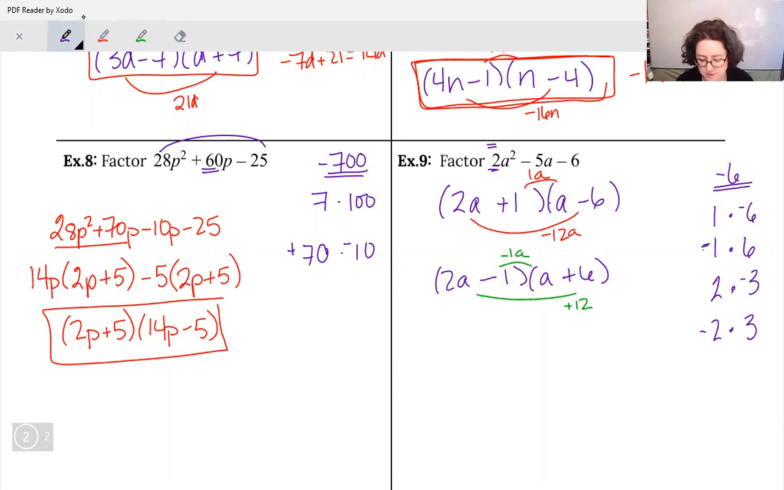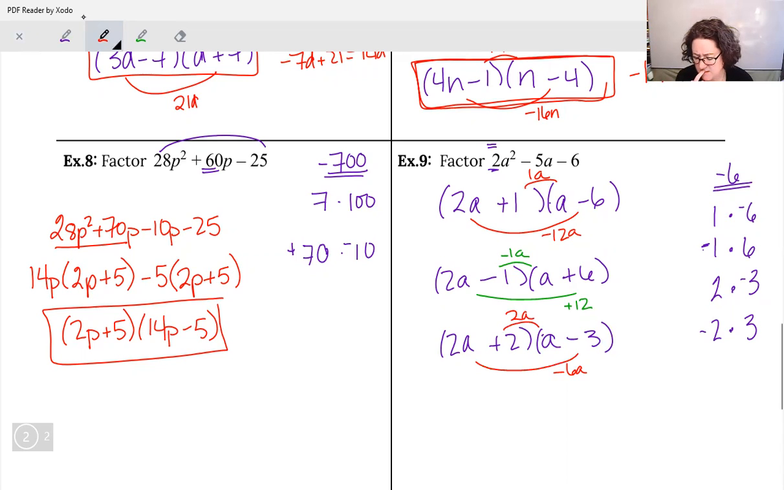So let's try the 2 and the 3. So 2a plus 2, a minus 3. So we have a 2a and a negative 6a. Huh. That doesn't quite work, does it? And wait a second. If I flip-flop these, is that going to make any difference? We'll have a negative 2a and a positive 6a?